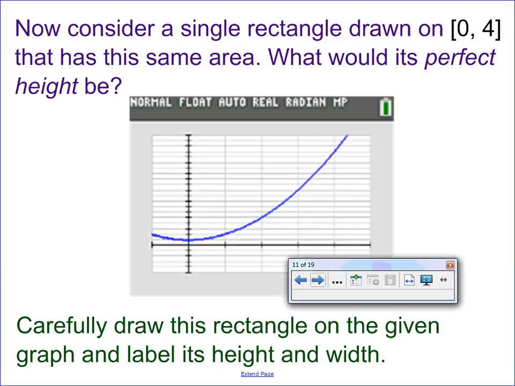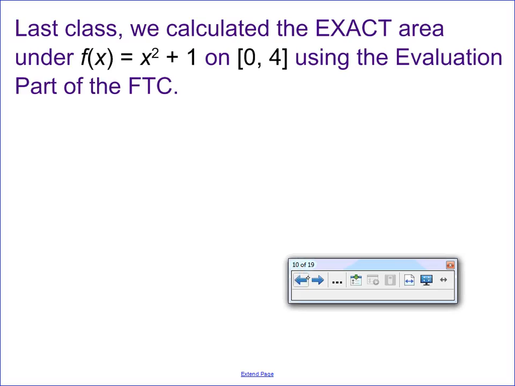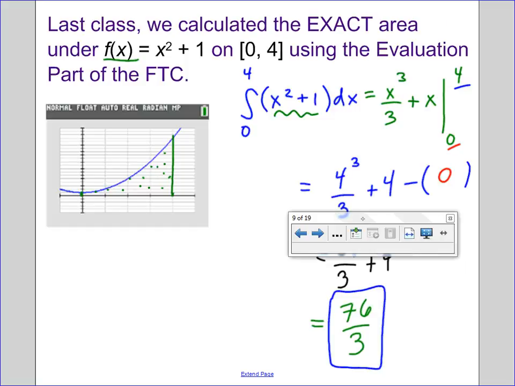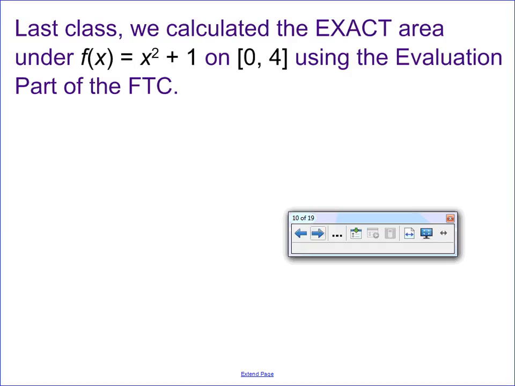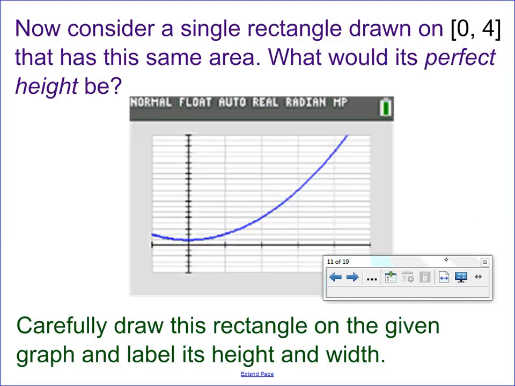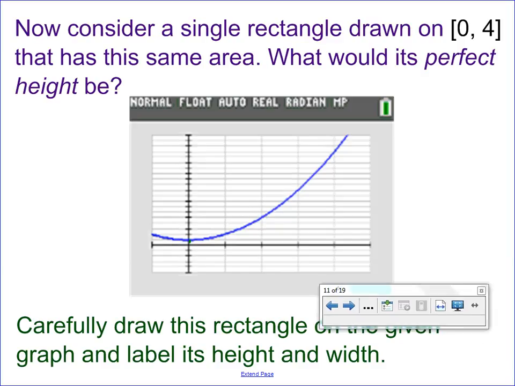So this year I'm confident that we're going to make the connection. We want to draw a rectangle that has that same area, 76 thirds is its area, right? We want to draw that rectangle on the same interval 0 to 4, and I want to figure out what its perfect height would be. Can we do that? I think we have enough tools. So let's go on 0 to 4: 1, 2, 3, 4. And how tall would it have to be?